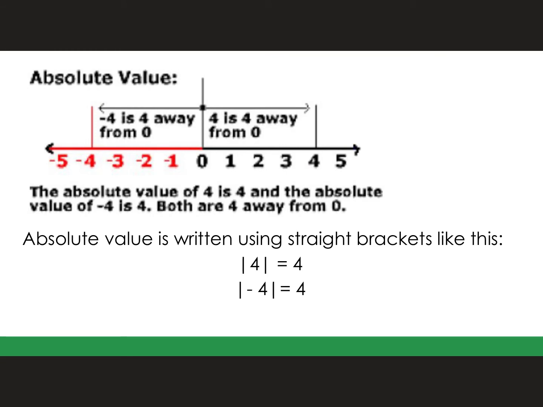So absolute values. Absolute value of 4 is 4, and the absolute value of negative 4 is 4. Both are 4 away from 0. So the definition of absolute value is the distance away from 0. So distances are always positive. Absolute value is written using straight brackets like this. So if you ever see a number with brackets around it, that means the absolute value of that number.